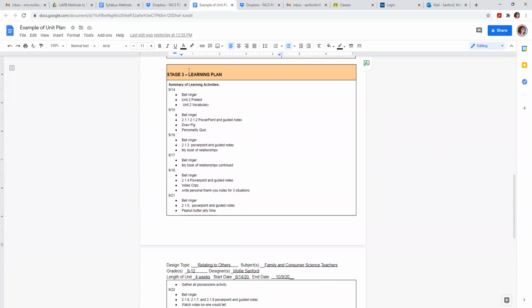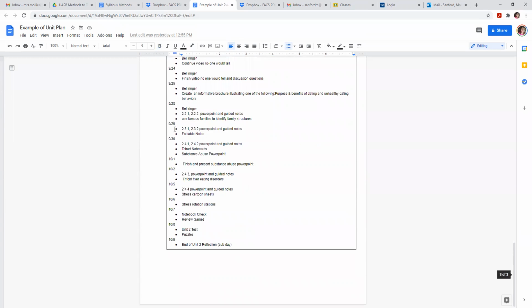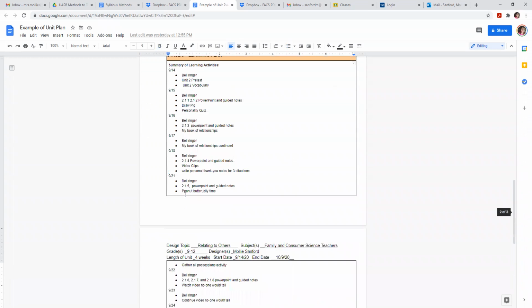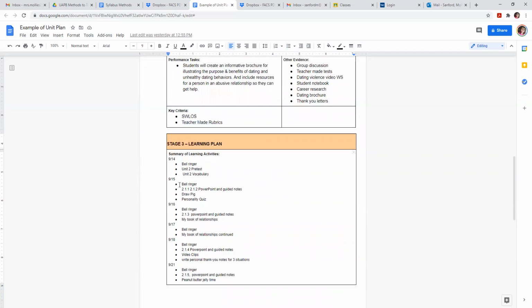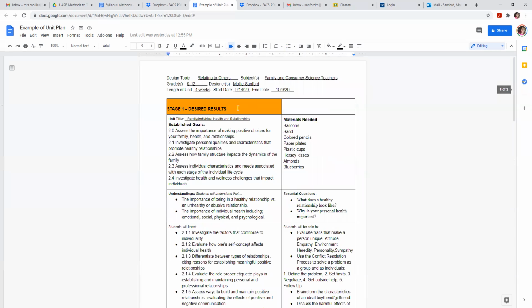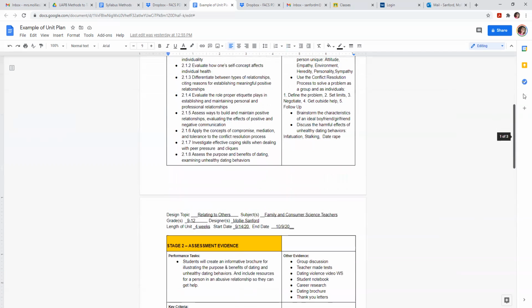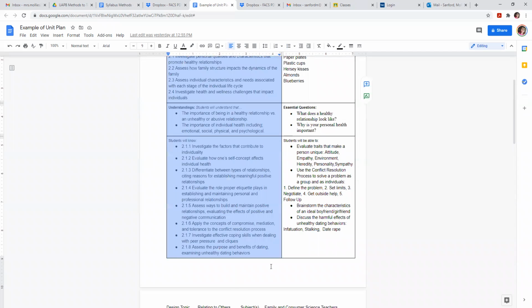This is the longest part, the learning plan, which is also referred to sometimes as a pacing guide. It lists the day and what they're going to do that day. What are you going to do in class? And I have each day broken down. You don't have to have your specific date. You could put day 1, day 2, day 3. It just depends on how many weeks you are going to spend on your unit. It might be 2 weeks. It might be 8 weeks. That's up to you. How long do you think it's going to take you to teach all this content?